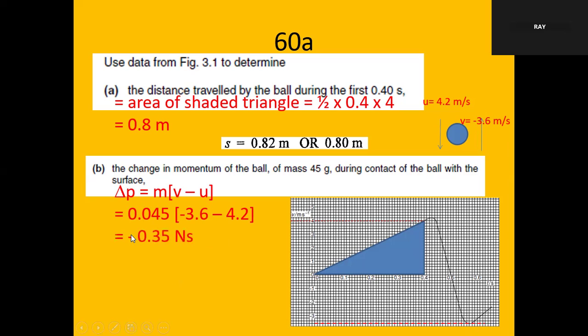Right? Don't worry about negative sign. Usually you don't bother about negative sign. It just shows direction only. It shows that the change is opposite to the initial direction. We take downwards as positive. Okay?